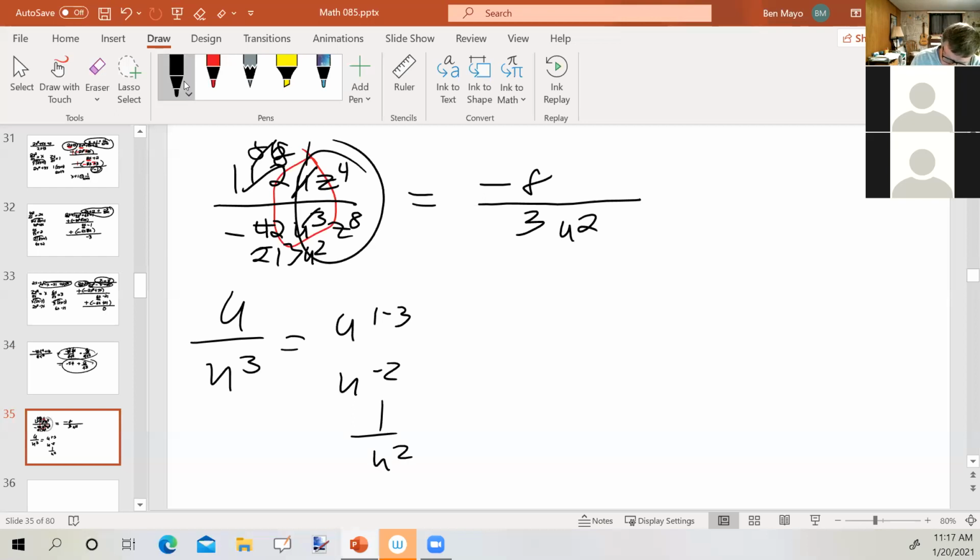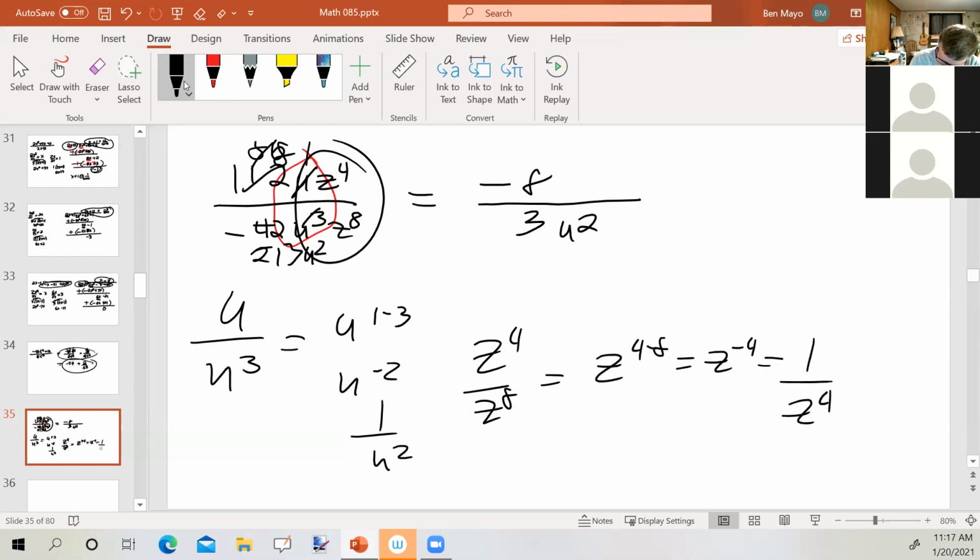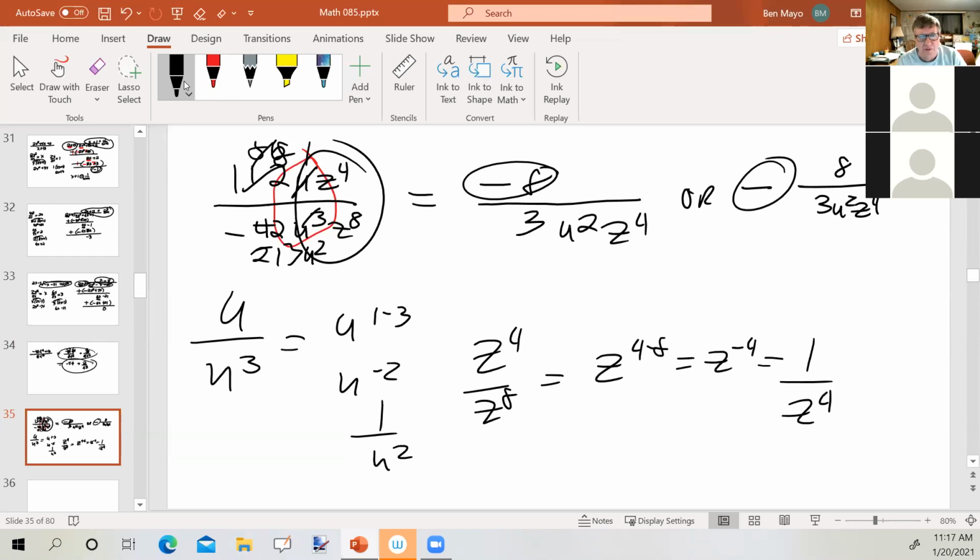How about z to the 4th over z to the 8th? That would be z to the 4 minus 8, which is z to the negative 4, or 1 over z to the 4th. So that's going to be down below as well. So we get negative 8 over 3 u squared z to the 4th, or you could write negative 8 over 3 u squared z to the 4th. So you could apply that negative sign to the entire numerator or just out in front of the entire fraction. Okay.